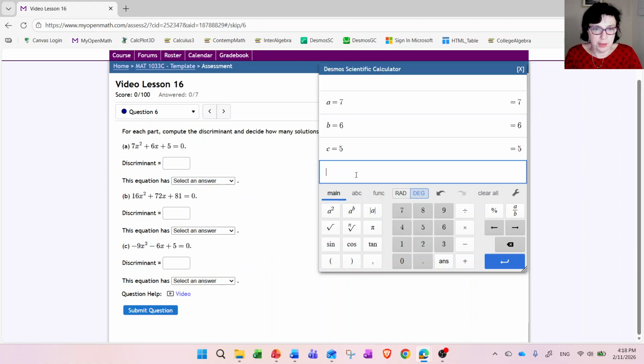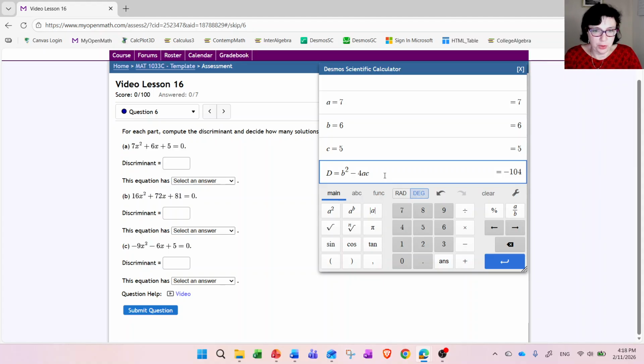Next, the discriminant. D equals b squared. Now, that formula is going to be available for you guys, so you do not have to memorize it. You're going to square it, minus 4ac. Okay, we got it.